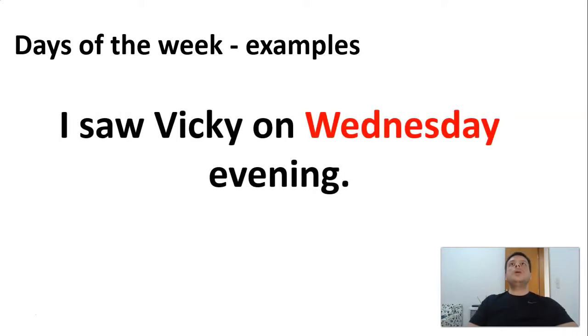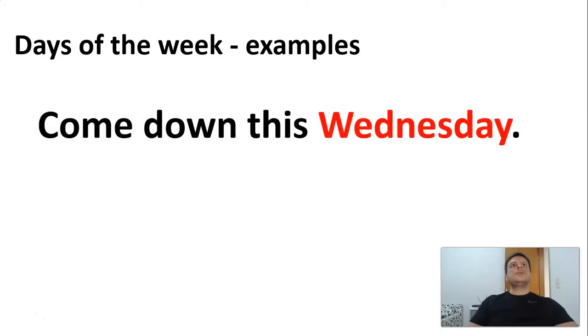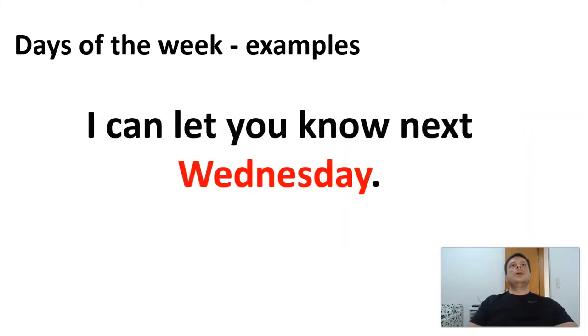Our next example. I saw Vicky on Wednesday evening. That's the reason I mentioned before that last sentence was more American way of saying that, okay? And this is, as I would say, a general way of saying, a more normal way. I saw Vicky on Wednesday evening. Our next sentence is, they left last Wednesday. I will repeat. They left last Wednesday. Okay. Come down this Wednesday. Great. I can let you know next Wednesday.